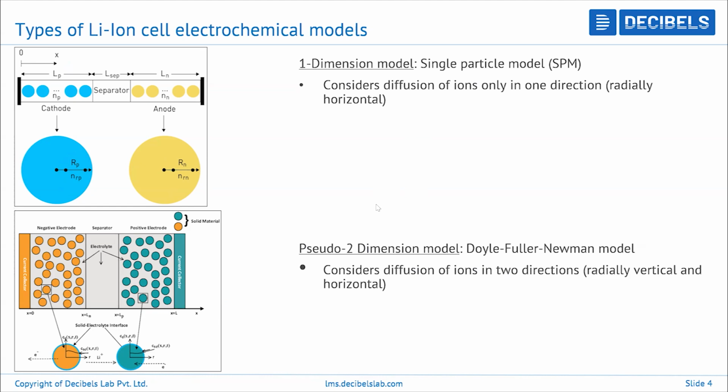Coming to the pseudo two dimension model, this is an extension of the one dimension model. It considers one extra dimension of movement, that is in the Y direction. You can observe compared to the top picture, you have movement in the X direction, and you also have movement in the vertical direction, that is the Y direction. This second model is very complicated. It involves a lot of variables, parameters and equations. So to simplify, many times the first one, the one dimension model, is considered.